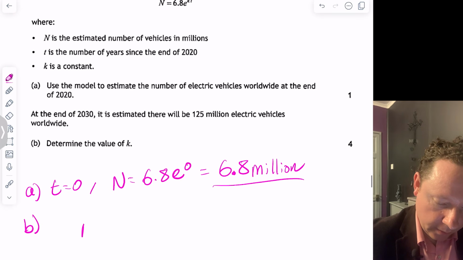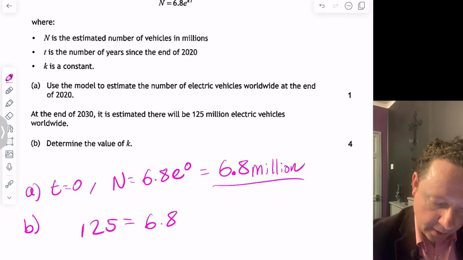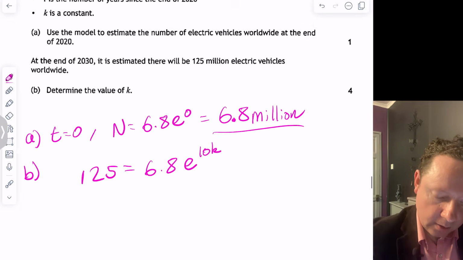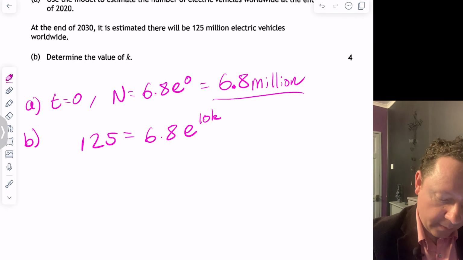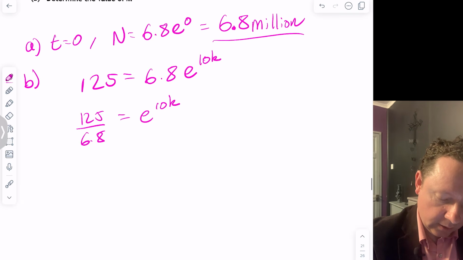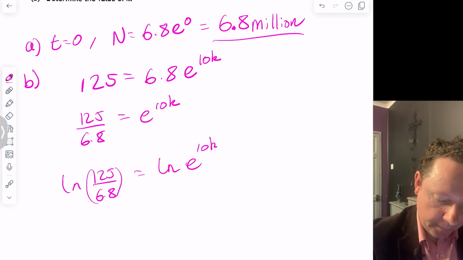So we want N is 125 million, 125 equals 6.8 e to the power of k t. So t, 2030 minus 2020, 10 years, 10k. So that's a logarithmic equation. We're going to use logs because it's an exponential. So divide by 6.8. That equals e to the 10k. Take the natural log of both sides. ln 125 over 6.8 equals ln e to the 10k.